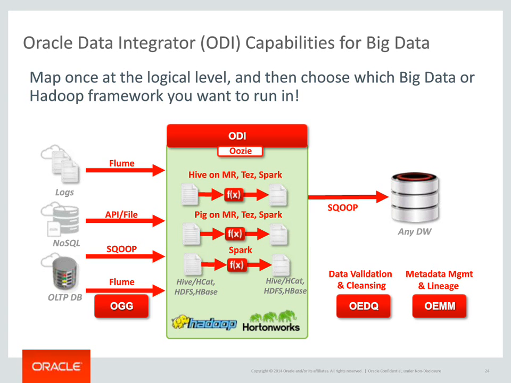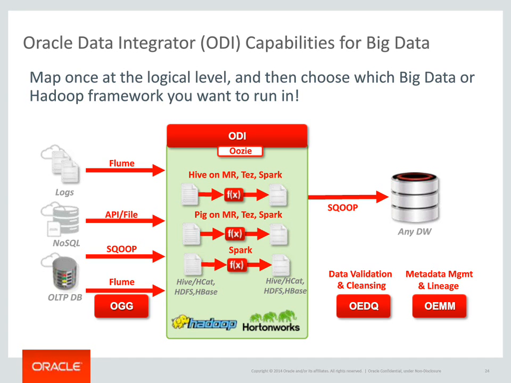And then this is crucial with that single environment for mapping and modeling complex operations at a logical level, be able to seamlessly switch between deployment models. And this could be Hive on MapReduce, this could be Hive on Tez, this could be Spark-based interactivity, this could be transformations running with Pig, Pig on MapReduce, Pig on Tez.